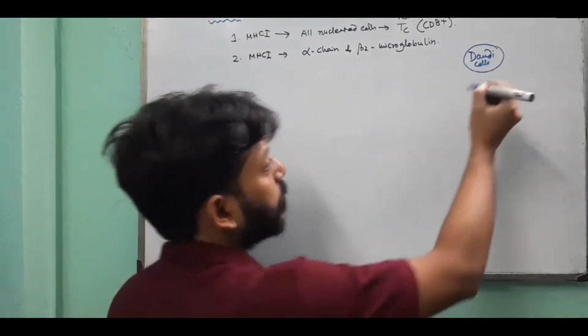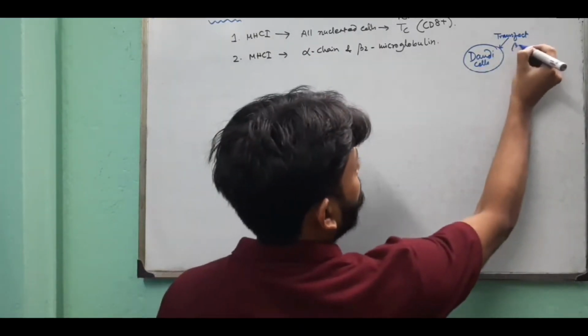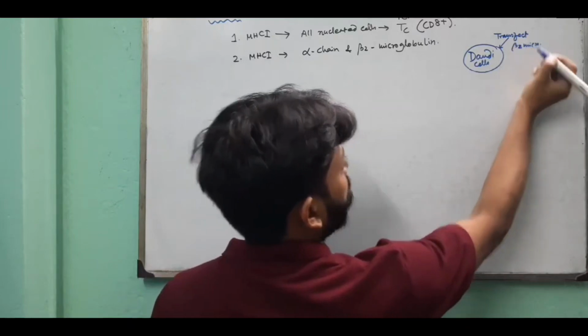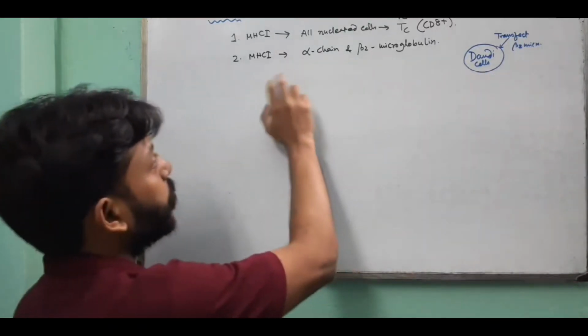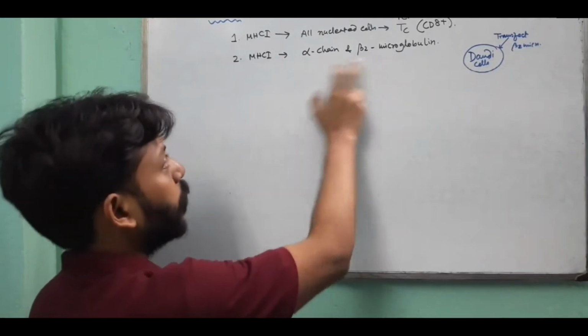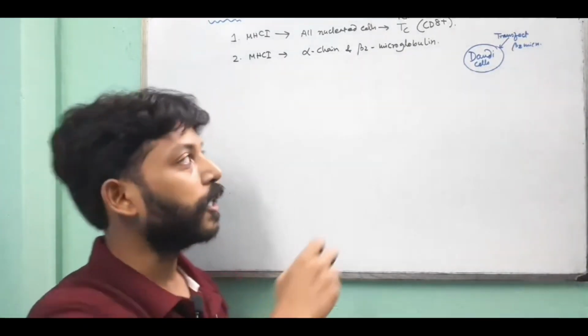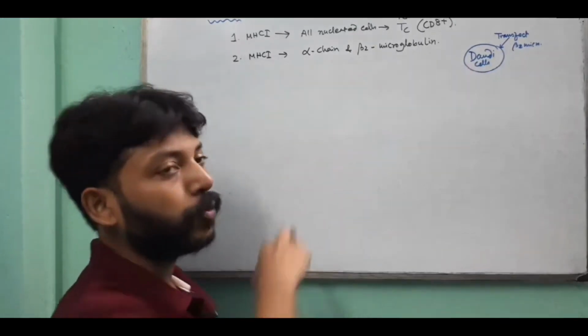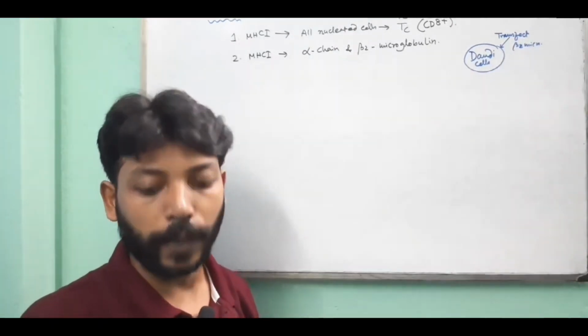When scientists transfected the Daudi tumor cells with the beta 2 microglobulin gene, the Daudi cell could express the alpha chain and beta 2 microglobulin, meaning the MHC1 molecule. From that experiment, they found that both the alpha chain and beta 2 microglobulin are important for the expression of MHC1 on the plasma membrane.